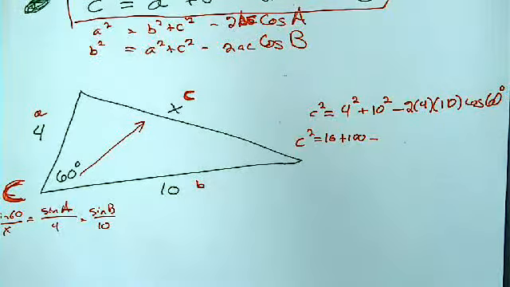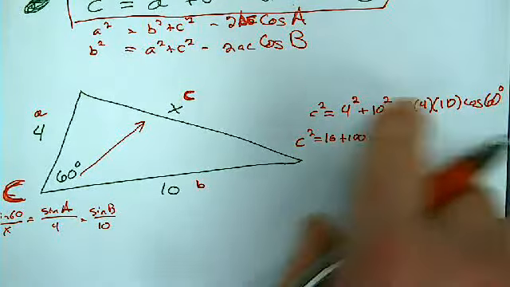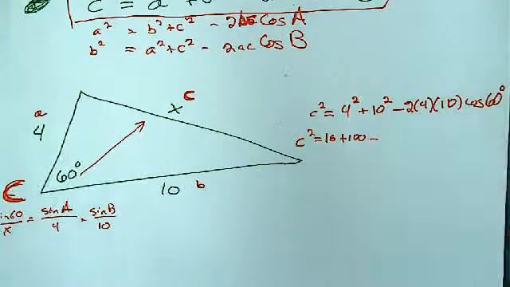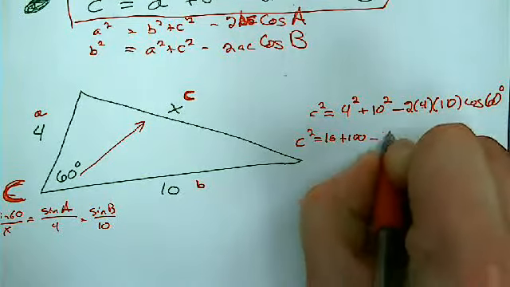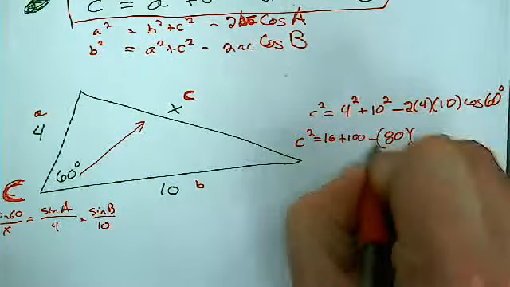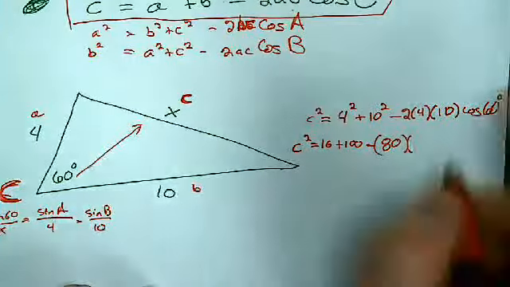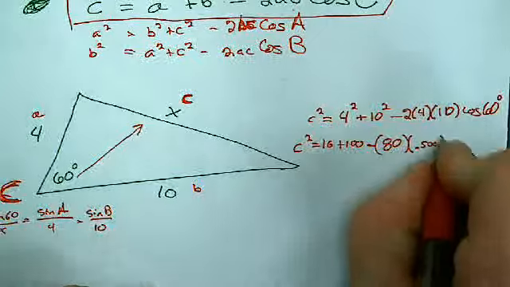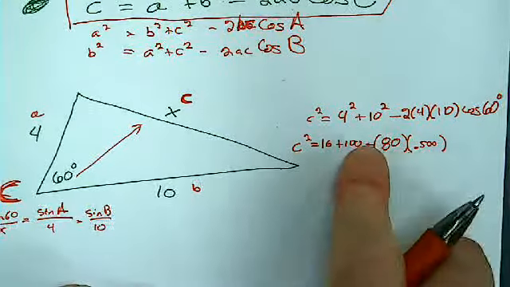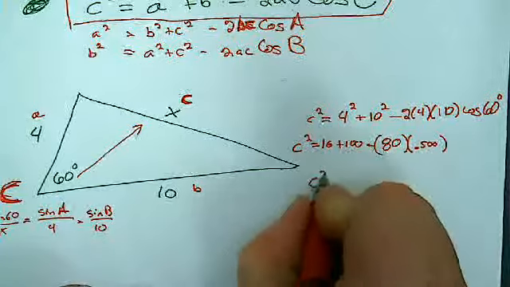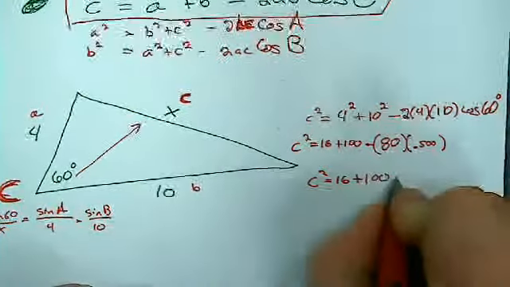A lot, students will multiply this out and then try to do all this arithmetic and worry about the cosine of C later. Don't do that. This is going to be 8 times 10, which is 80, times cosine of 60, I believe is a half. Yep, 0.5. Order of operations says deal with multiplication before addition and subtraction. C squared is going to be 16 plus 100 minus 40.